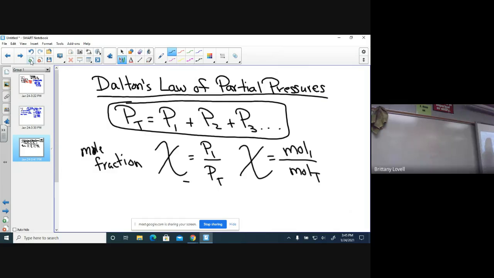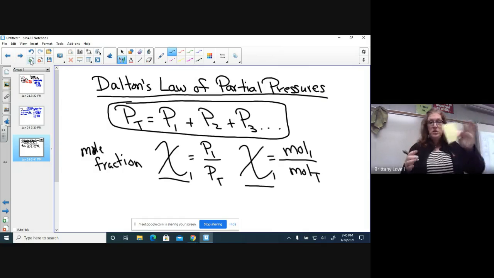Okay, so the chi of P1 is equivalent to the chi of mole 1. Like they would be the same number and they're interchangeable. If you figured out your chi, your X of pressure of gas 1 to the total pressure of the system, that chi is the same proportion to the mole value. Okay, so like they're interchangeable. So we're going to try these out. We're going to look at some of these.